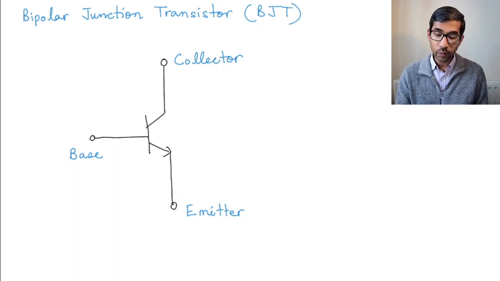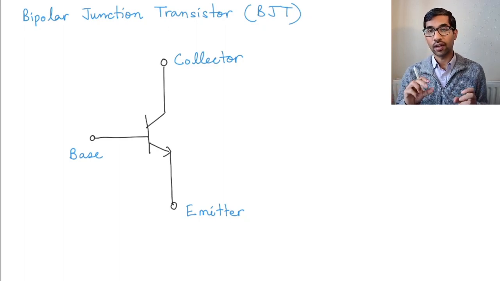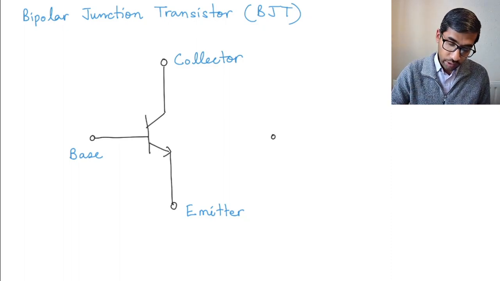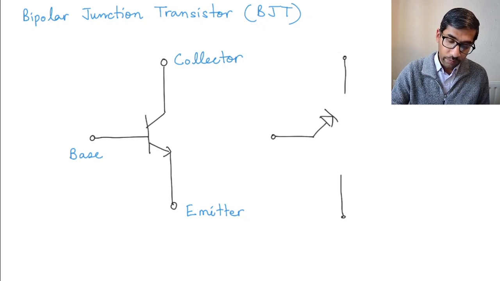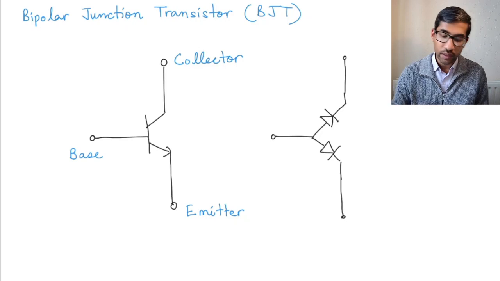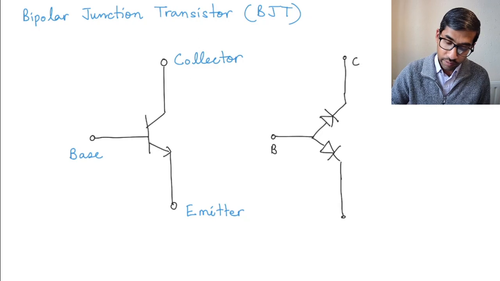Now, another way to think through the transistor is to think of it as basically two diodes put back to back. Okay, so if you think of this as the base, and let's say this is the collector and this is the emitter, a transistor is basically a diode here and another diode connected like this, between the base and the collector and the base and the emitter.